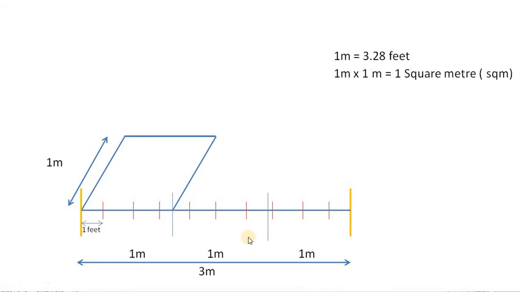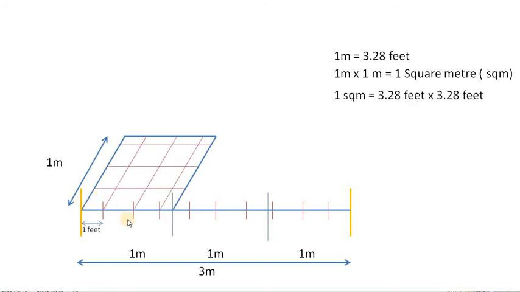This figure shows that in 1 meter 3.28 feet are there. If we make a 1 square meter box, then there will be 9 full boxes of 1 feet and some extra area. This extra area is estimated as 1.76 square feet. So there are 10.76 square feet in 1 square meter.